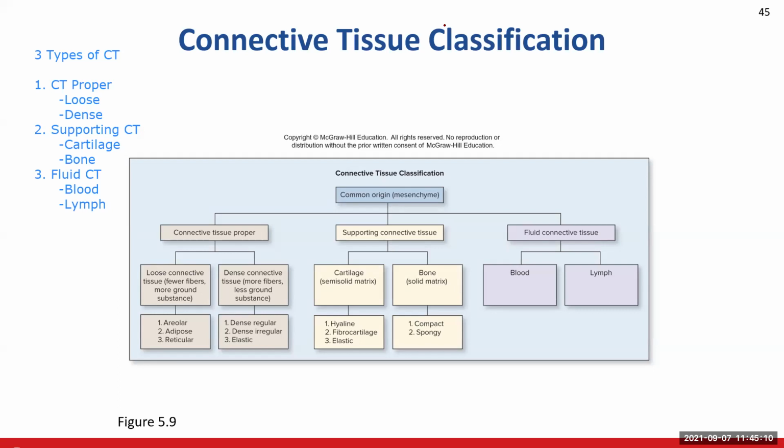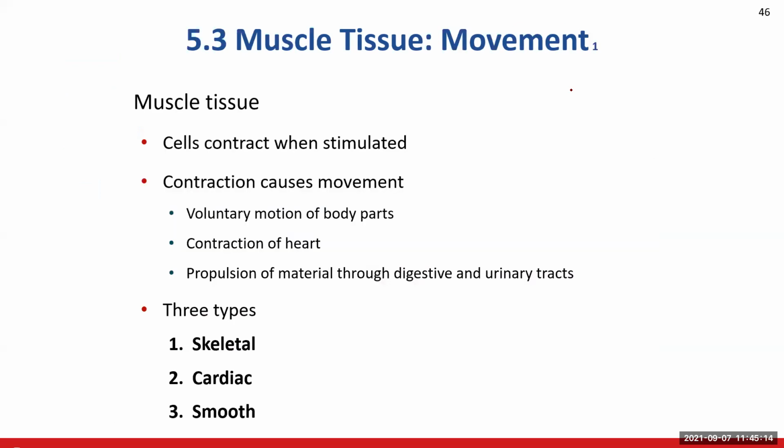Okay. So that is connective tissue. The third type of tissue is muscle. And you can see it written right here at the top. When you think of muscle, you think of movement. So the function of this tissue is for movement.